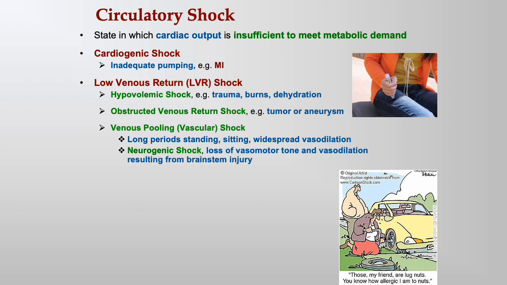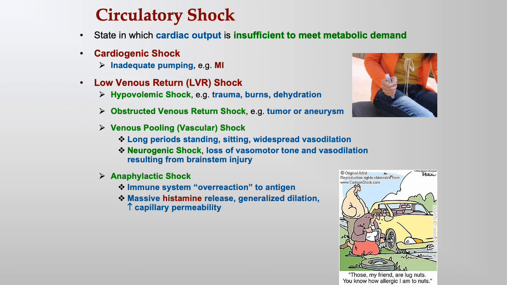Neurogenic shock: loss of vasomotor tone, vasodilation resulting from brainstem injury. Remember the vasomotor control centers are in the medulla oblongata. And then anaphylactic shock, where the immune system overreacts to an antigen. As we'll see when we get to the immune system, oftentimes this is basophils and the IgE receptors. They over-respond. You get massive histamine release, generalized dilation, therefore increased capillary permeability. You've got too much blood out to the tissues, therefore water is leaking out, and the rest of your body is not getting enough blood. That's anaphylactic shock.